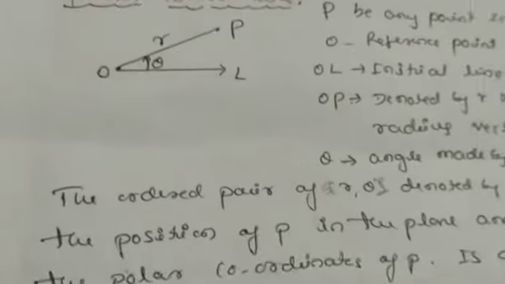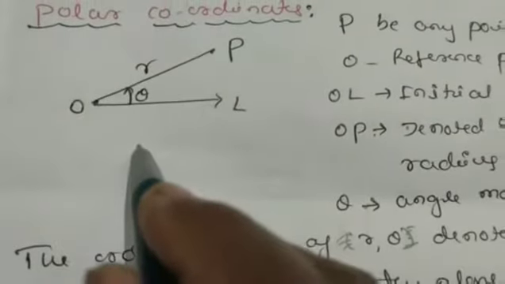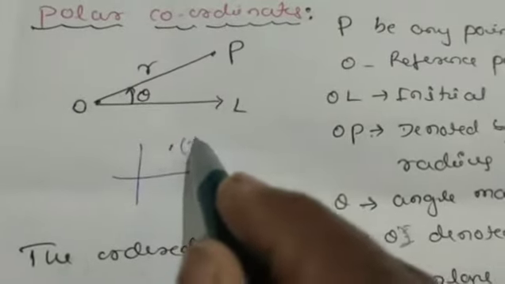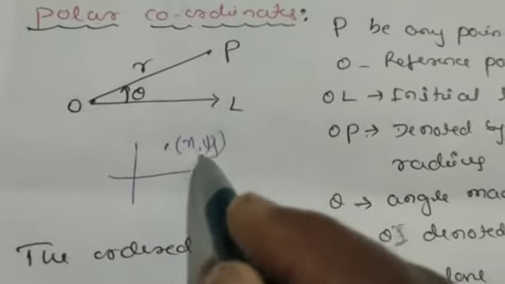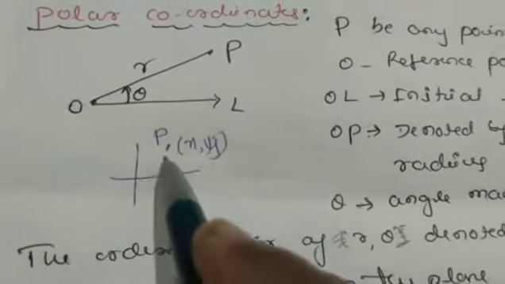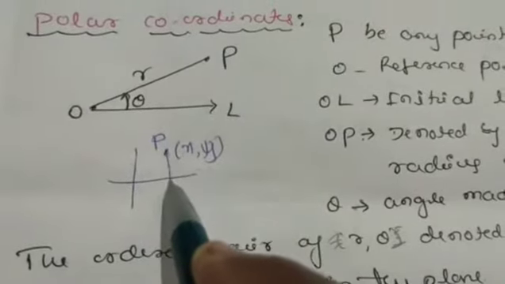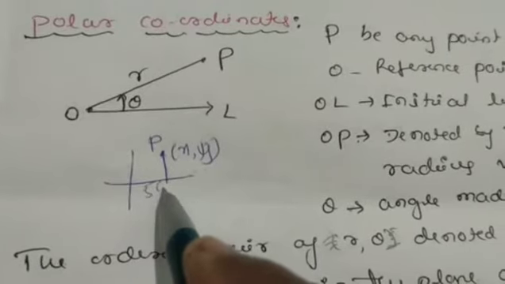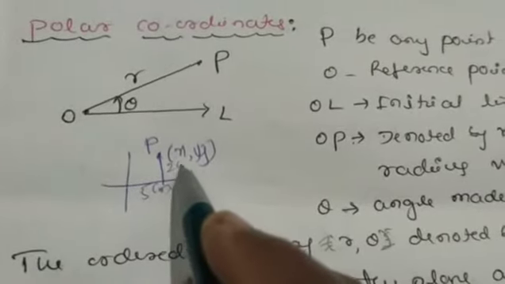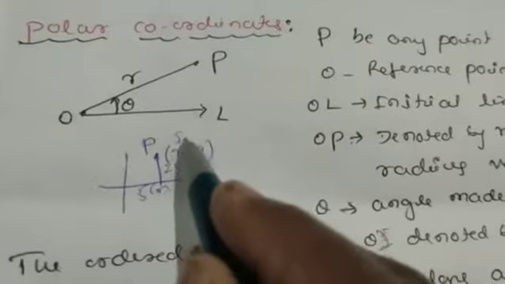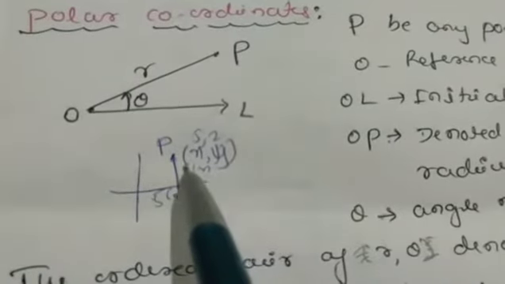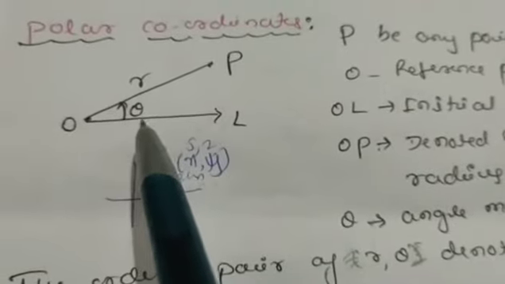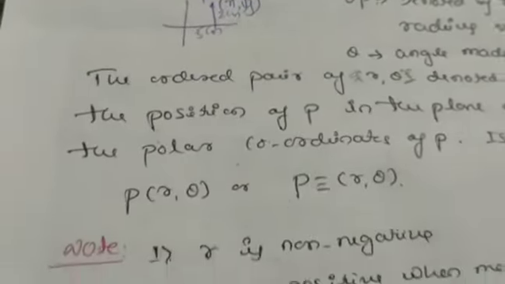This is polar coordinates. In Cartesian coordinates we know the points are denoted like this. Suppose we have the point x comma y, that is P, a point in Cartesian coordinates. Suppose this distance on the x-axis is 5 centimeter and this one is 2 centimeter, so it is 5 comma 2 with x-axis and y-axis, so it is a Cartesian coordinate. If we use R and theta, then it is called a polar coordinate.